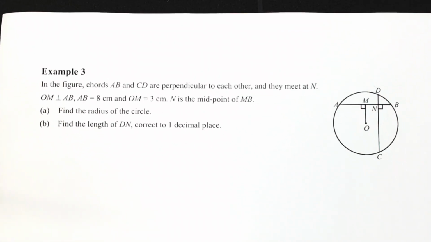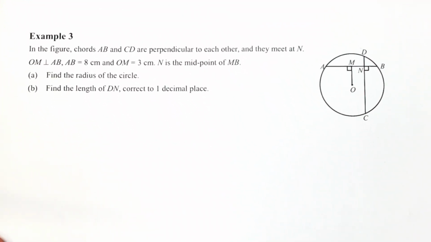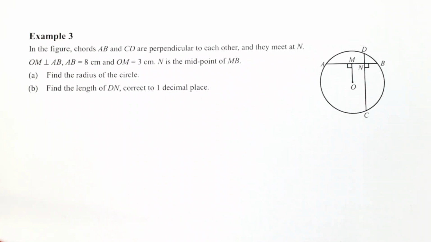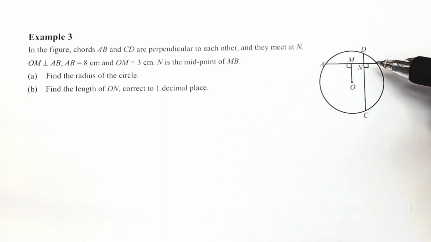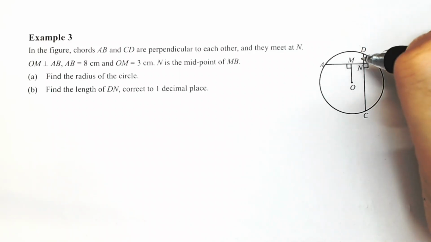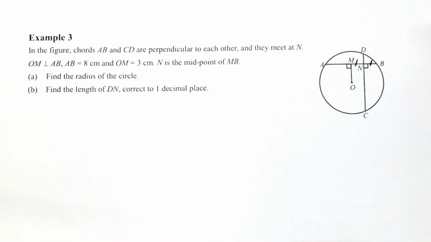Okay, one more example in this video, example 3. In example 3, you have two chords AB and CD that are perpendicular to each other, and they meet at N. OM is perpendicular to AB, then you know that AM is equal to MB. AB is 8, OM is 3, and N is the midpoint of MB. So I mark something like this first. And first of all, you need to find the radius of the circle as well as the length of DN.